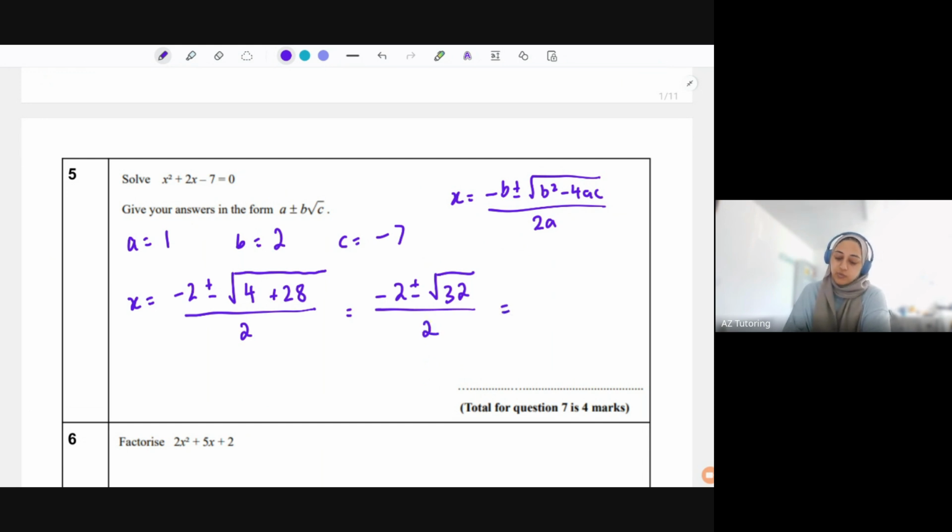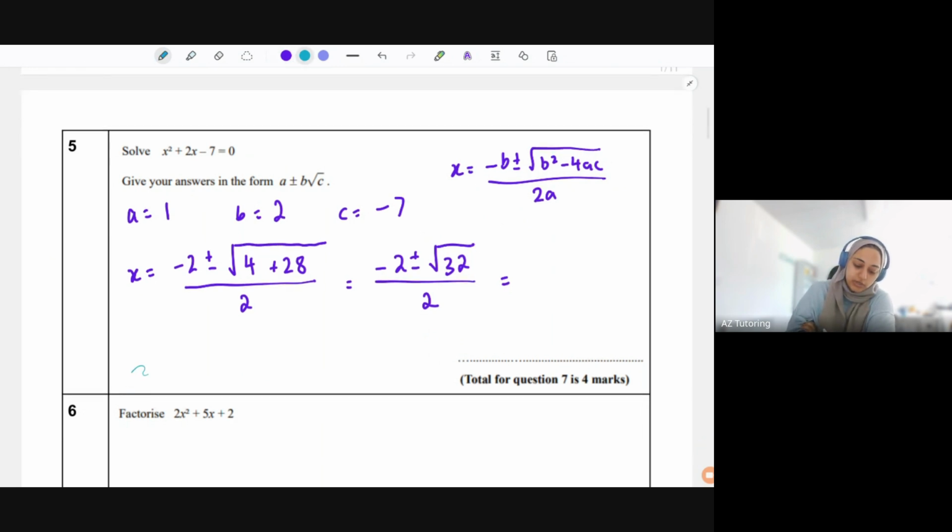Now, we just need to get creative and think, what can we break that third down into? So let's just do it to the side over here. So root 32, just so we can see where we can simplify even more. We could break that down into, well, let's half it. What do we get? 16 times 2. So 16 times 2 gives you 32. And 16 is a square number, so we can split that off into root 16 and root 2.